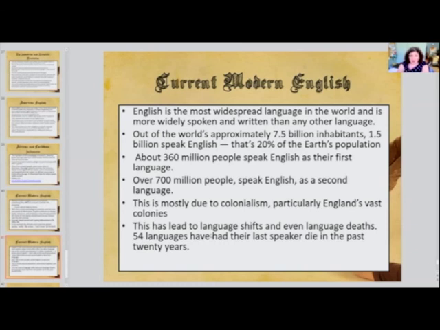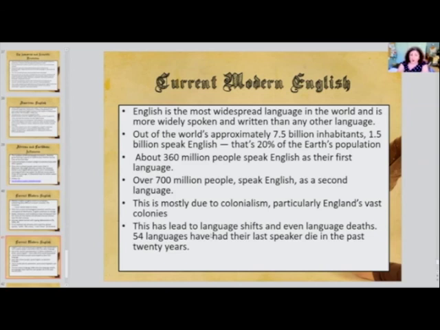These numbers I think have changed since the last time I gave this talk. I think it's gotten higher, but there's about 7.5 billion people in the world. And 1.5 billion speak English. But over 700 million of those people speak it as a second language. It's the language of trade. Only 360 million people speak English as their first language. It is the language that so many people have to learn if they want to leave the country or even work in many industries within their own country.